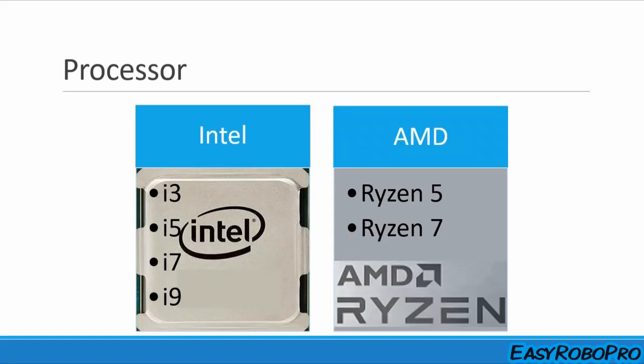Second important component is processor. Processor is responsible for completing all the tasks on your machine or laptop. There are various brands which make processors. For programming, I'll recommend two brands, Intel and AMD. In Intel, you can go for i3, i5, i7 or i9 processor. In AMD, you can go for Ryzen 5 or Ryzen 7 depending on your budget.